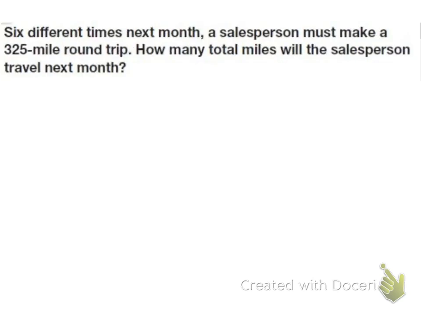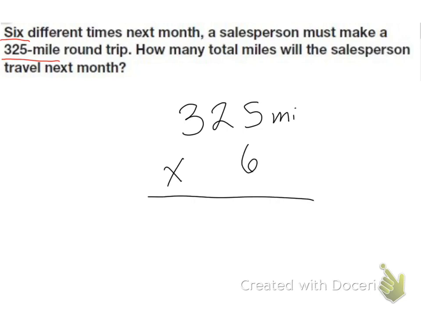All right, so on this problem, 6 different times next month, a salesperson must make a 325-mile round trip. How many total miles will the salesperson travel next month? Well, it's 6 times, and he goes 325 miles each time. So I'm going to do 325 miles times 6. I wouldn't want to add this one. That would take a really long time.